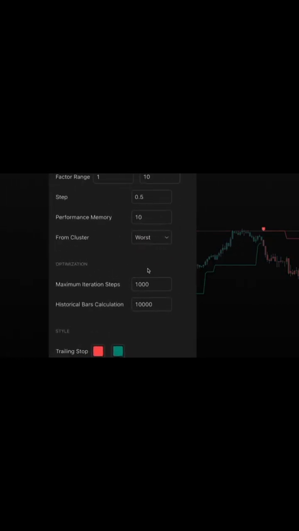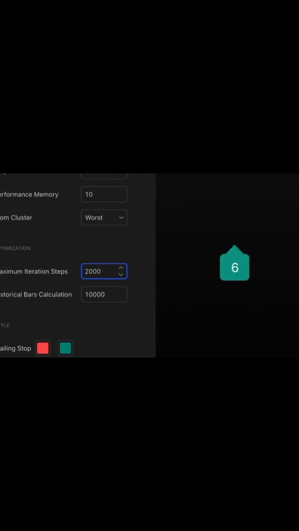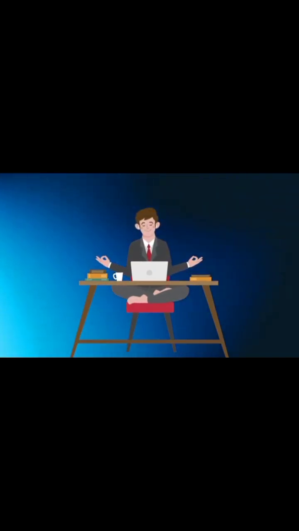Finally, the maximum iteration steps and historical bar calculation settings refine how deeply the indicator analyzes market data. More iterations allow for greater precision in cluster optimization, enhancing signal accuracy. Simultaneously, increasing the number of historical bars broadens the dataset, providing a richer analysis at the cost of speed. Balancing these settings allows traders to tailor the indicator's performance to their specific needs.